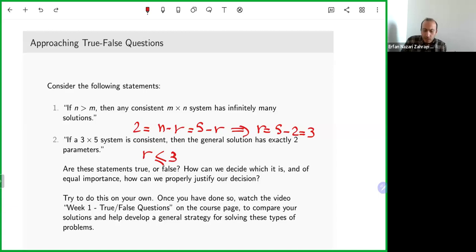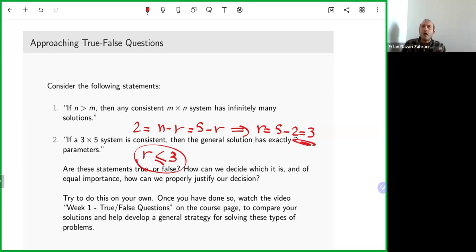And not only should it be not true in general, so it's false in general. Not only that, but I found a counterexample. What is a counterexample for disproving this statement? It's any system with rank R less than 3, where R is not exactly free.